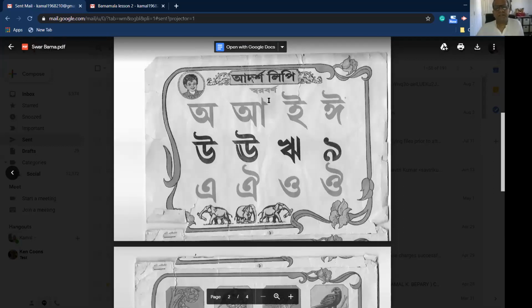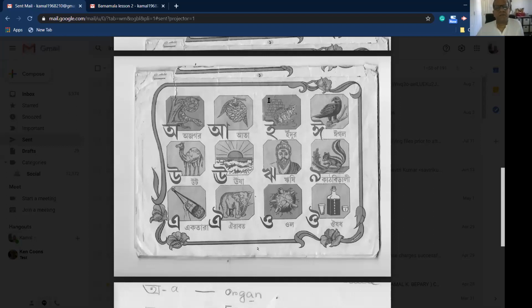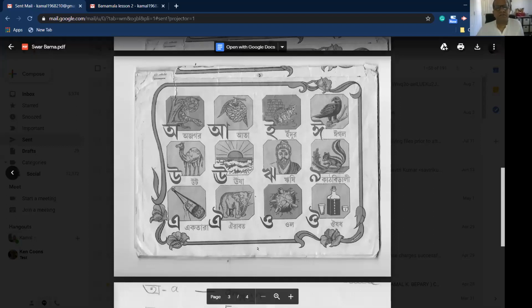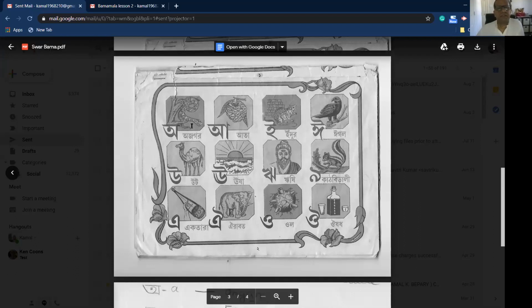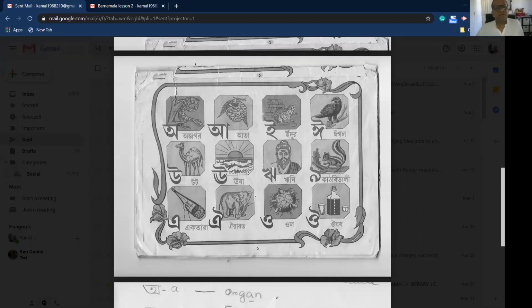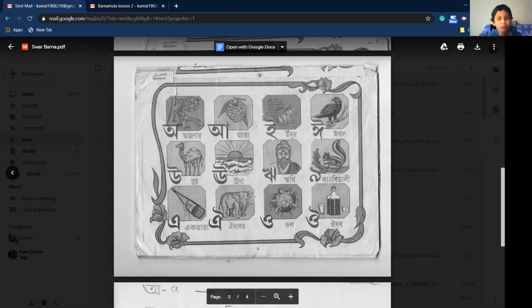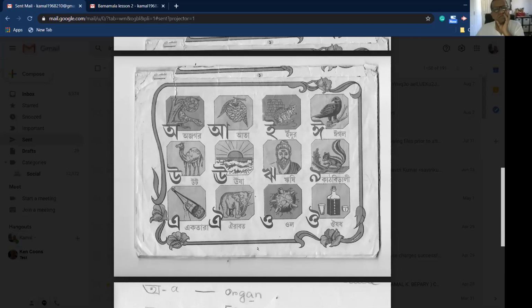So let's see if you can tell the name of this particular thing in this page, just looking at the picture. What is this one? First one. Anybody? Govinda? Sorry, oh. Yeah, but what is on the picture? There's one snake. In Bengali, it is Ajagar.